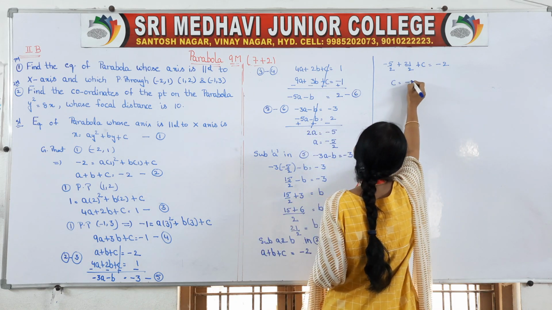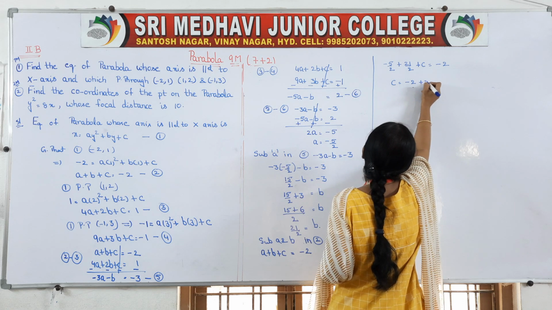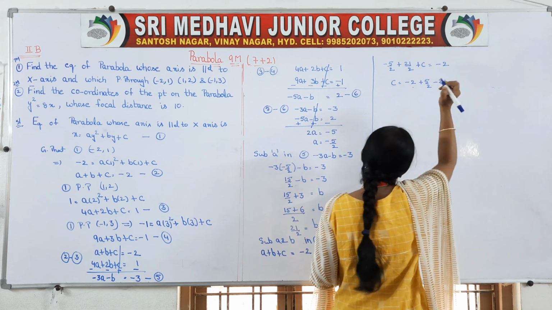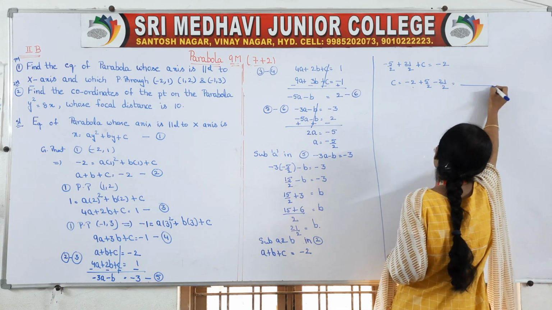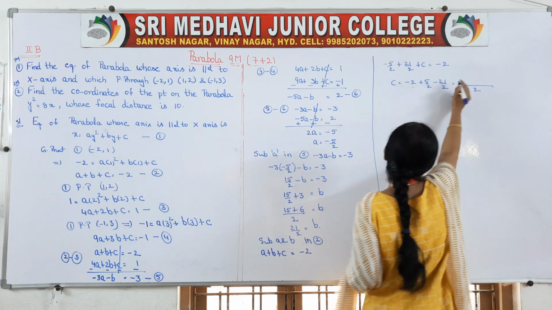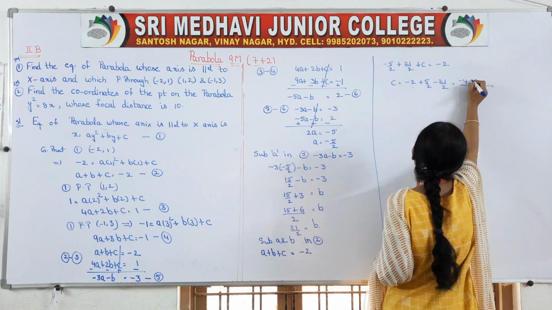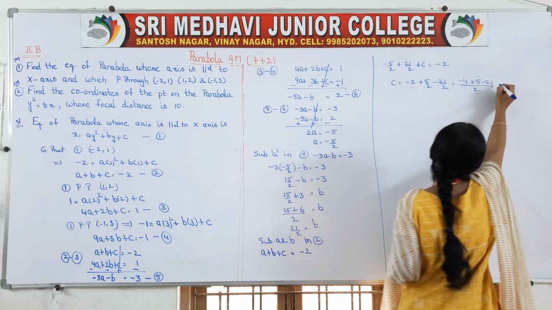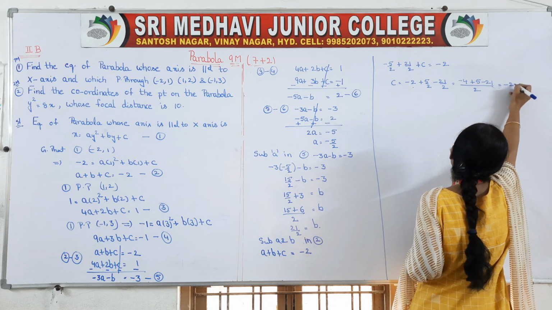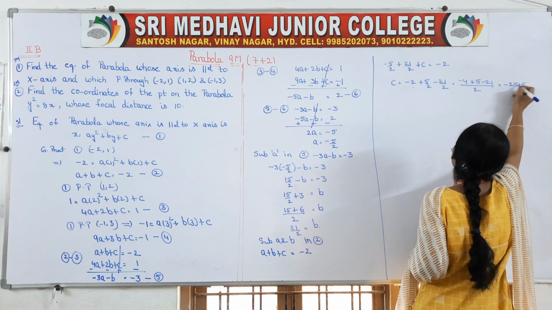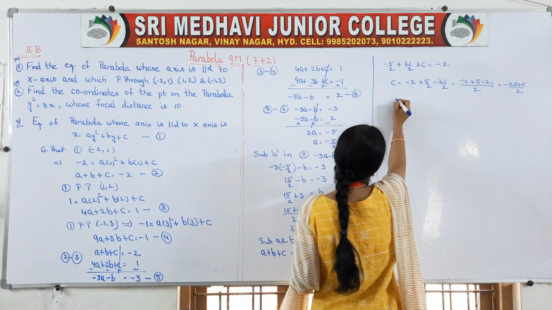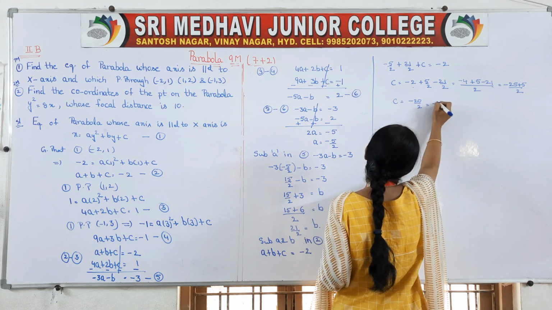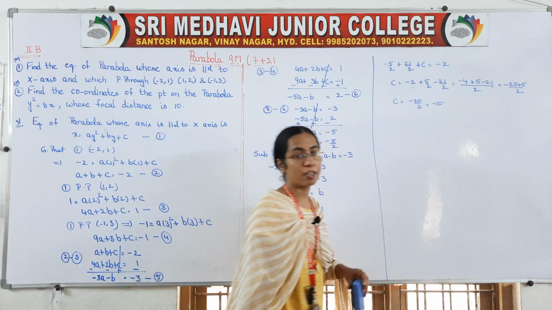So, send these values to that side. c is equal to minus 2 plus 5 by 2 minus 21 by 2. So what is the LCM? 2 is the LCM. So it is minus 4 plus 5 minus 21, is equal to minus 20 by 2. So c is equal to minus 20 by 2, is equal to minus 10.